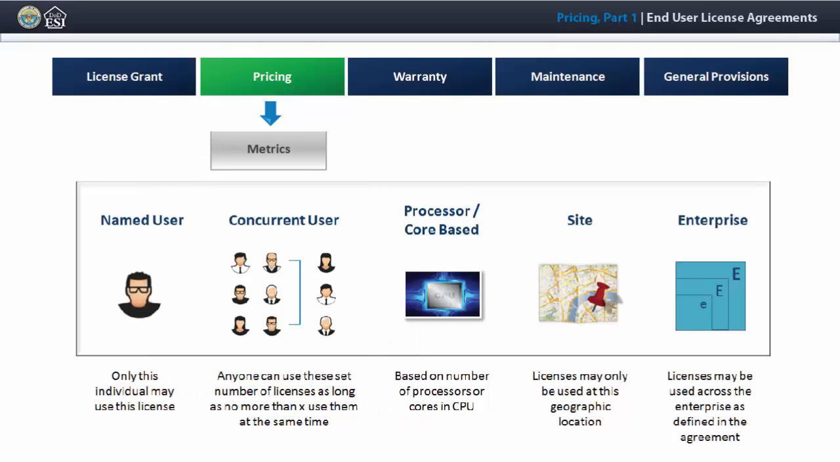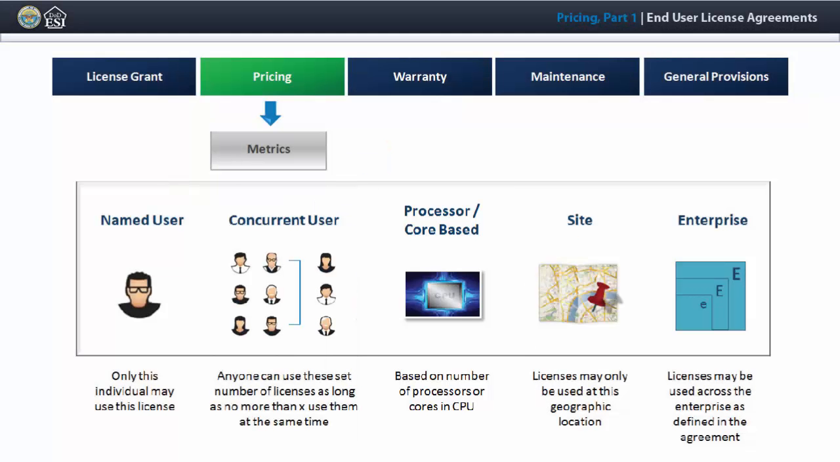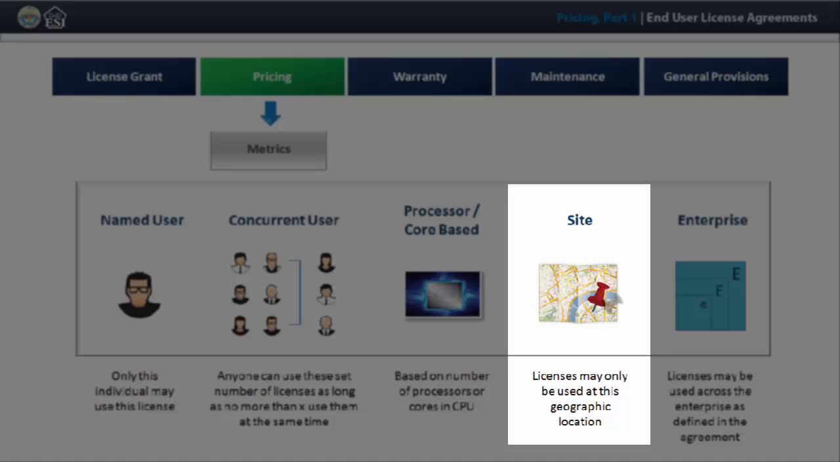Since named and concurrent users may be difficult to manage and track, especially for external use of the software, certain software and licenses may be established on a per-processor basis. Under this metric, you are charged and measured based on how many processors within your system run or use the software. As the name would indicate, this license metric allows use of the software at a specific geographic site, such as a specific building or complex.